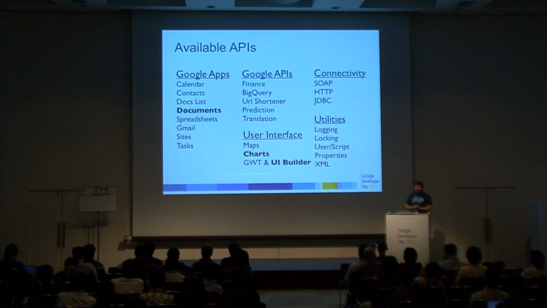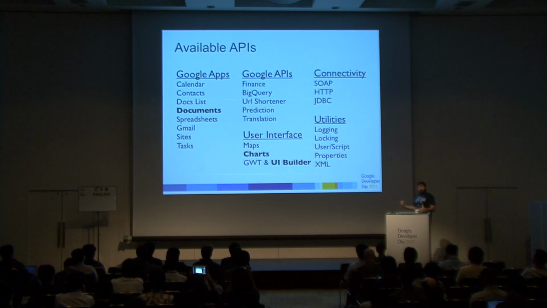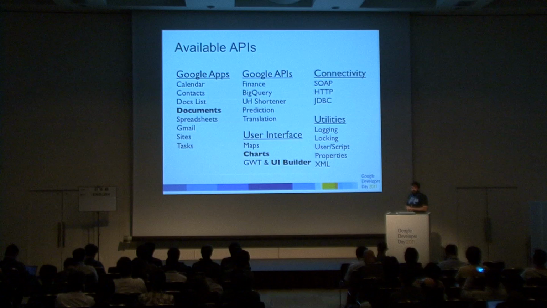It has a ton of APIs. You can script interactions with Google Apps, pretty much all of our APIs, as well as some of the more general Google APIs like the Finance API, prediction, and translation. There are also some user interface components, so you can do things with maps and charts. It has built-in Google Web Toolkit user interface support and a graphical builder for constructing UIs.